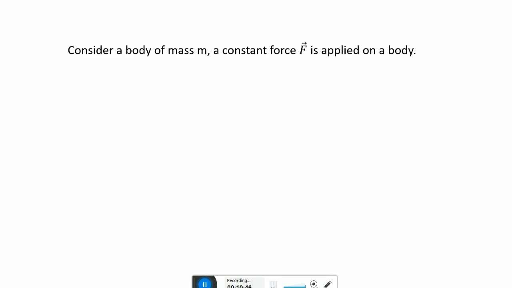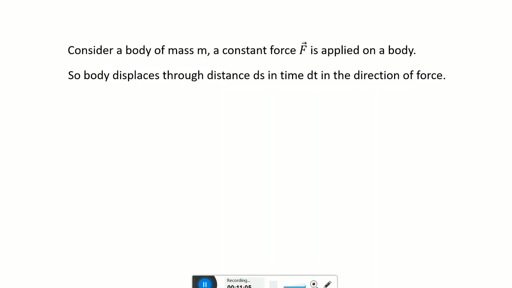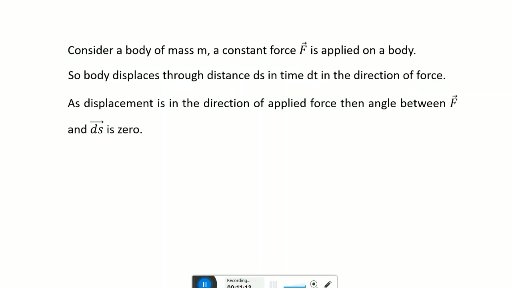Then we can prove the work energy theorem. For that, we have to consider a body of mass m and a constant force F is applied on the body. So body displaces through distance ds in a time dt in the direction of force. As the displacement is in the direction of applied force, then angle between F and ds is 0. Means theta is 0. Therefore cos theta is 1.